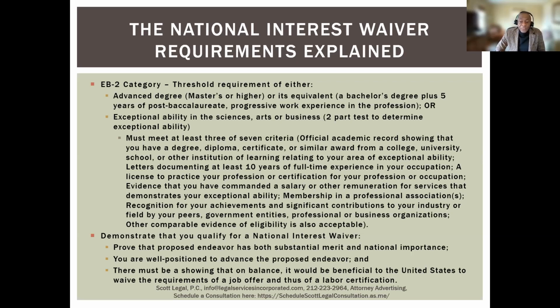So now if you meet one of those requirements, and it's either or, so if you have an advanced degree, you can stop there. If not, then you have to move to exceptional ability. So then if you meet those, then you move to the more complicated part of the national interest waiver petition.